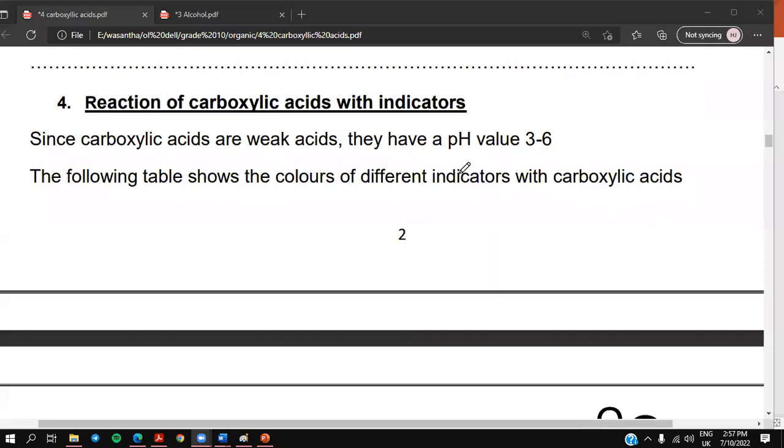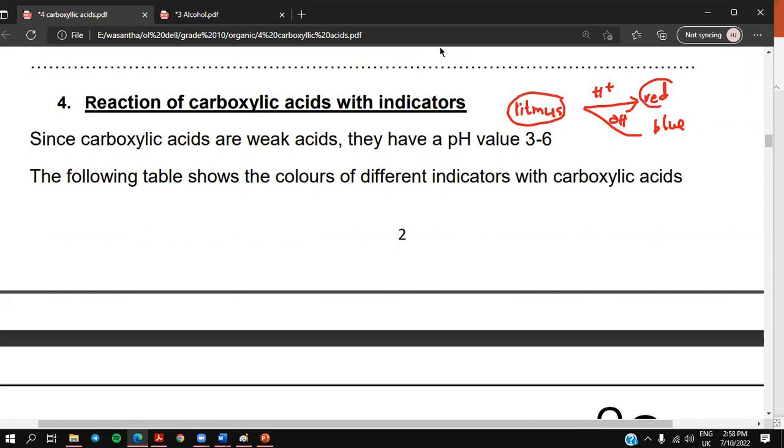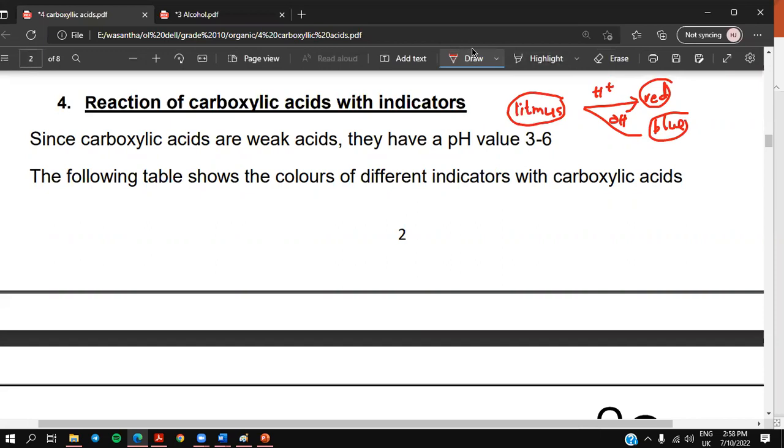In our fourth reaction of carboxylic acids, they react with indicators. Indicators are different substances which give different colors in different pH values. For example, we have litmus solution. You know this very well, litmus solution. Into litmus solution, when you add a bit of acid, you can see a red color. And if you add an alkali into litmus solution, you see blue. So in that manner, indicators have a specific feature of showing different colors in acidic medium and in alkaline medium. So that idea is studied more in this.